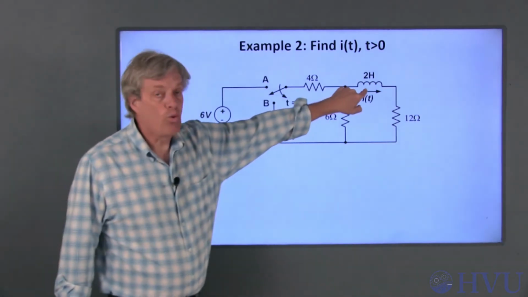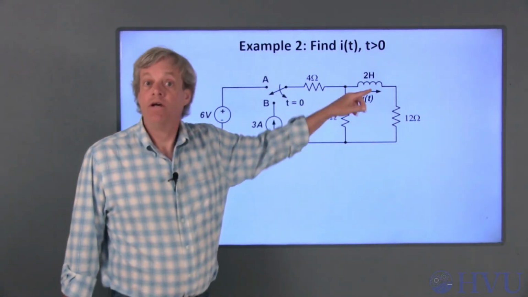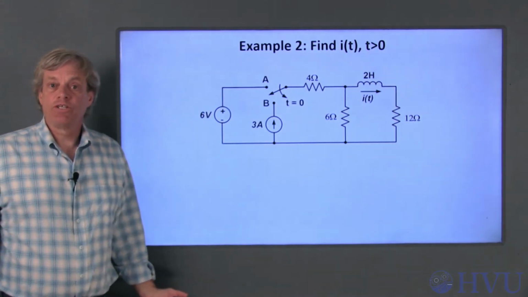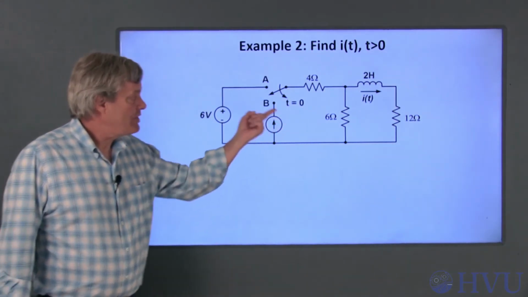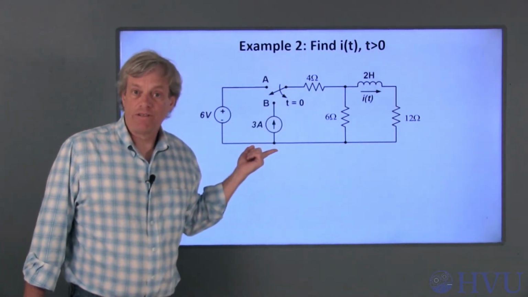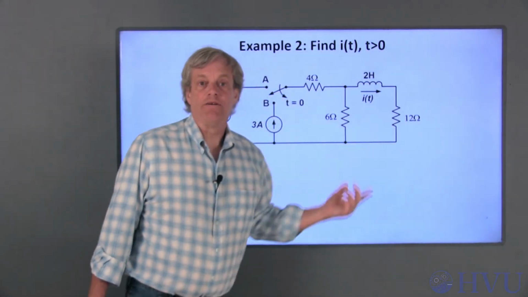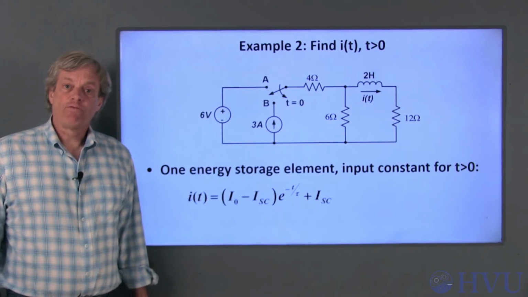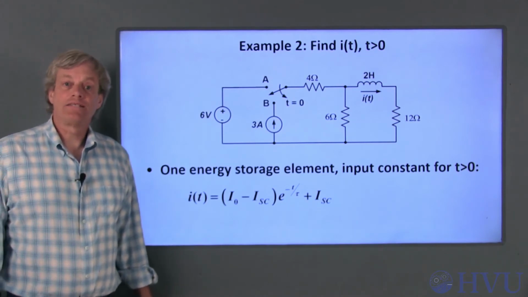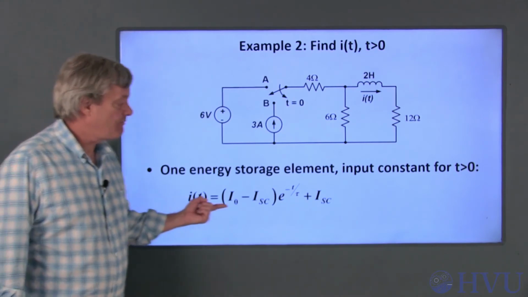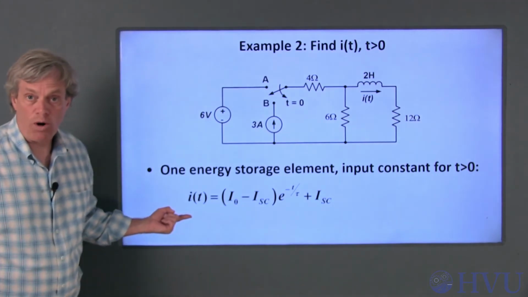The circuit has only one energy storage element, so it's governed by a first-order differential equation. The applied 3 amp current for time greater than 0 is constant, and our circuit elements are all linear. That means we have a linear first-order differential equation with a constant input. So the solution to the differential equation has this form.